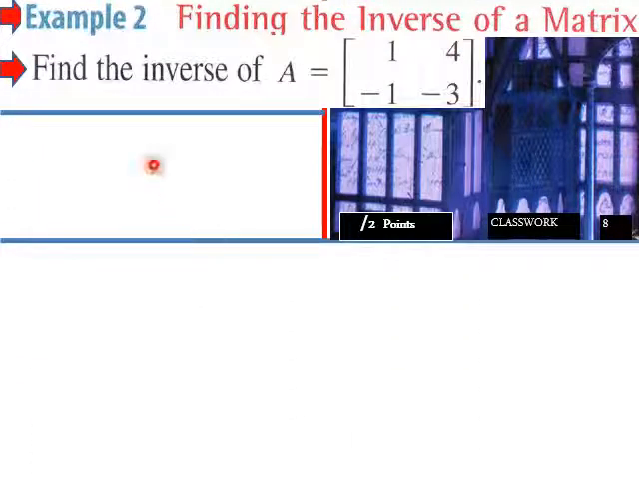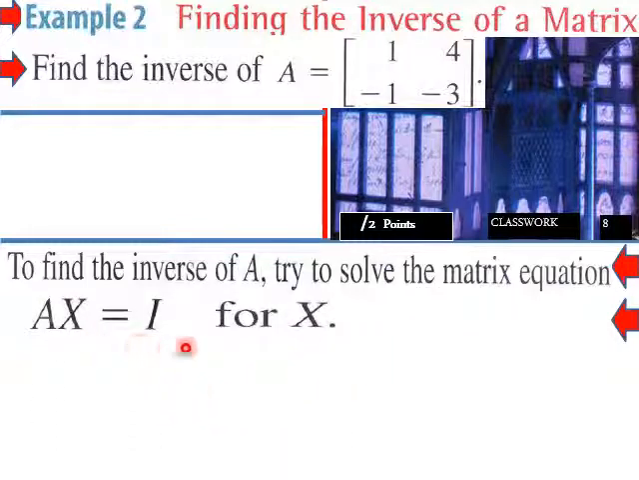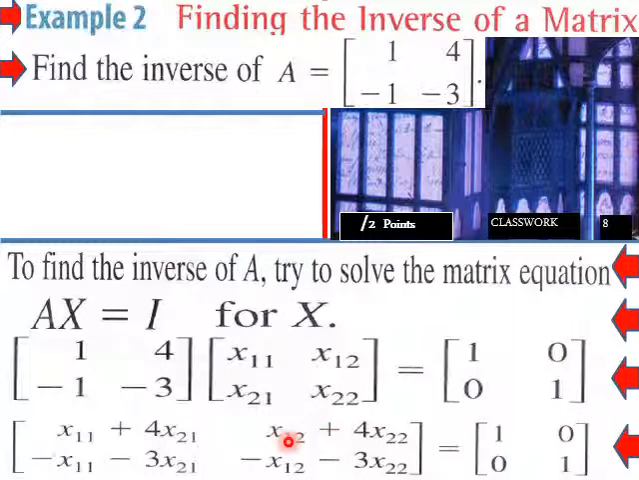Finding the inverse of a matrix: find the inverse of A, which is this here. So how do we find that? To find the inverse of A, try to solve the matrix equation AX equals I for X. So we have A as 1, 4, -1, -3, and therefore we have x11, x21, x12, x22. This is what we need as an inverse for our I here.